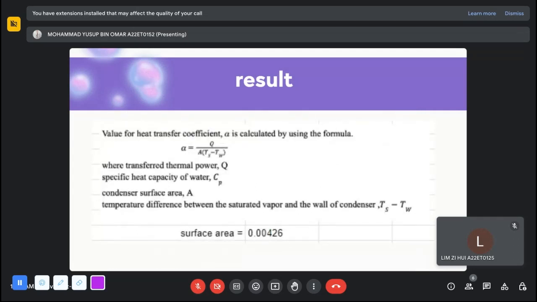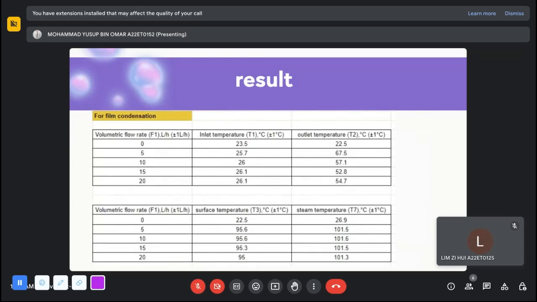Lastly, for the heat transfer coefficient, we use this formula: alpha equals Q over the surface area times the difference of temperature. The surface area is 0.00427 square meters.